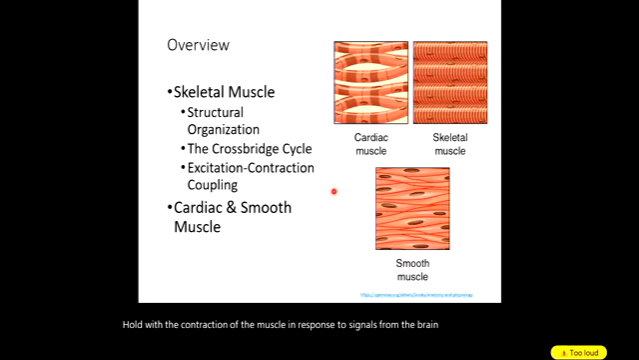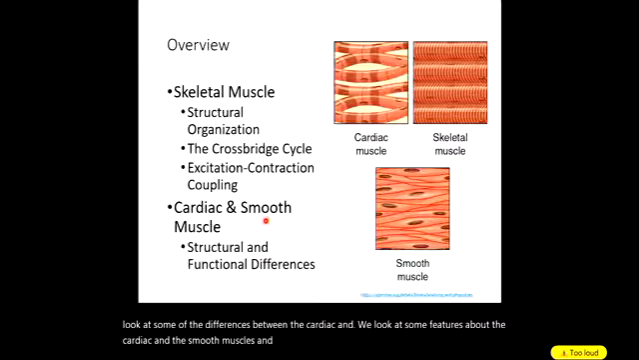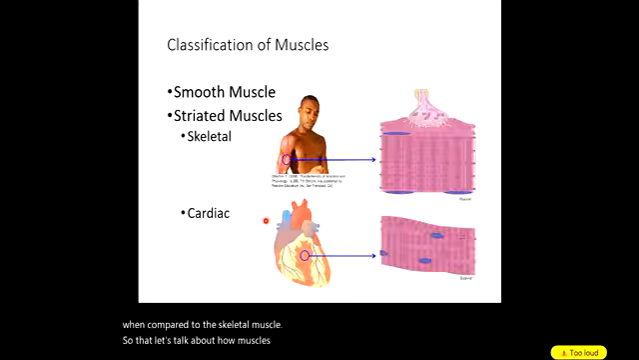After that, we'll look at some of the differences between the cardiac and we'll look at some features about the cardiac and the smooth muscles, and we'll see how there are some structural and functional differences when compared to the skeletal muscle. So with that, let's talk about how muscles are classified.